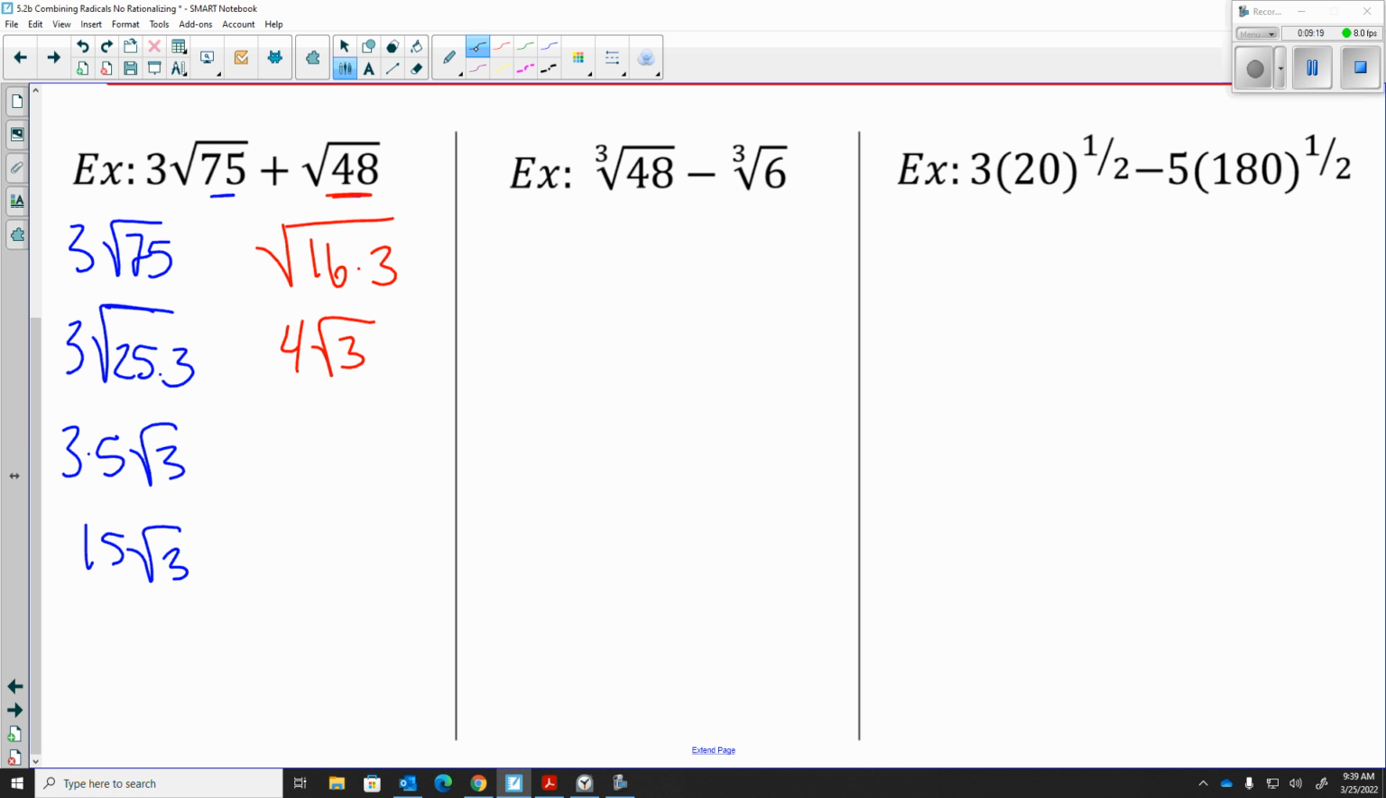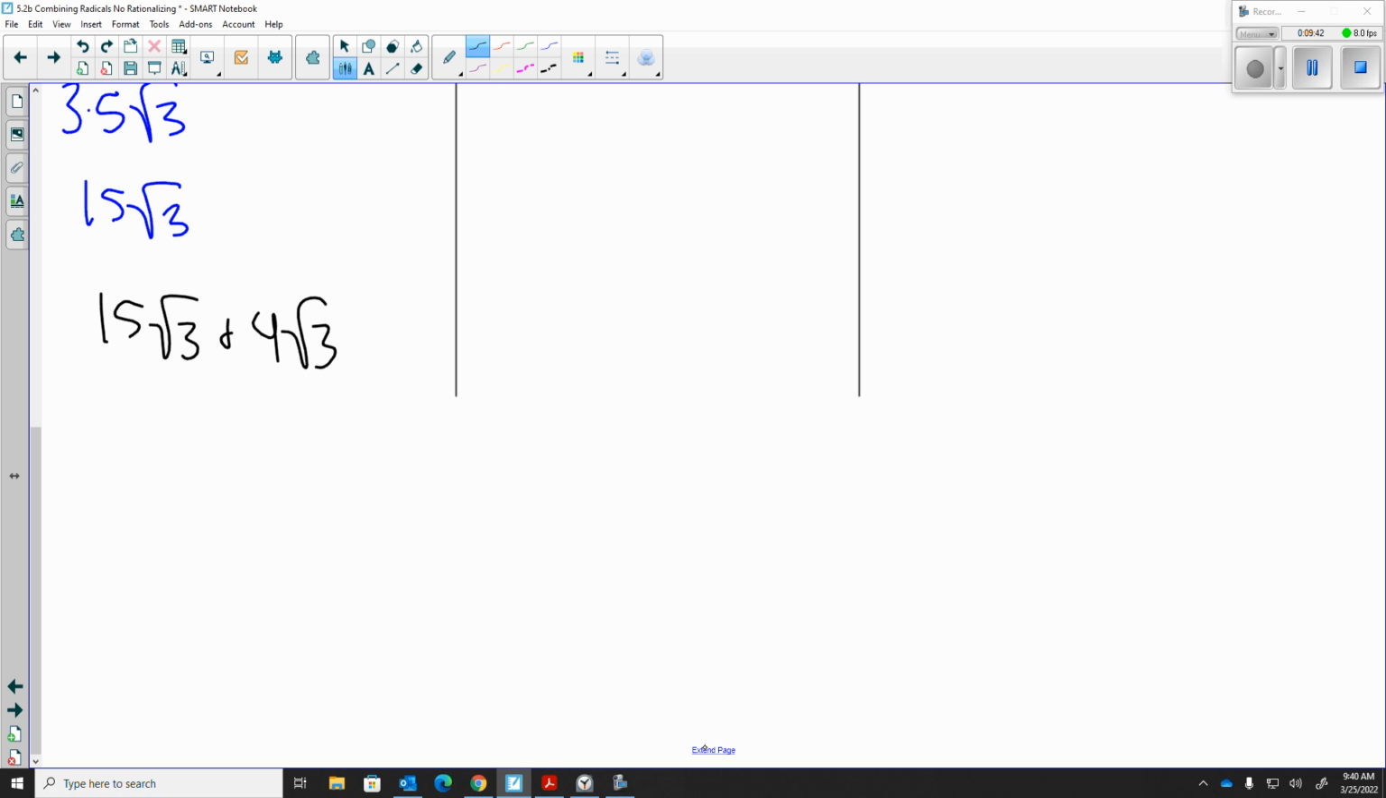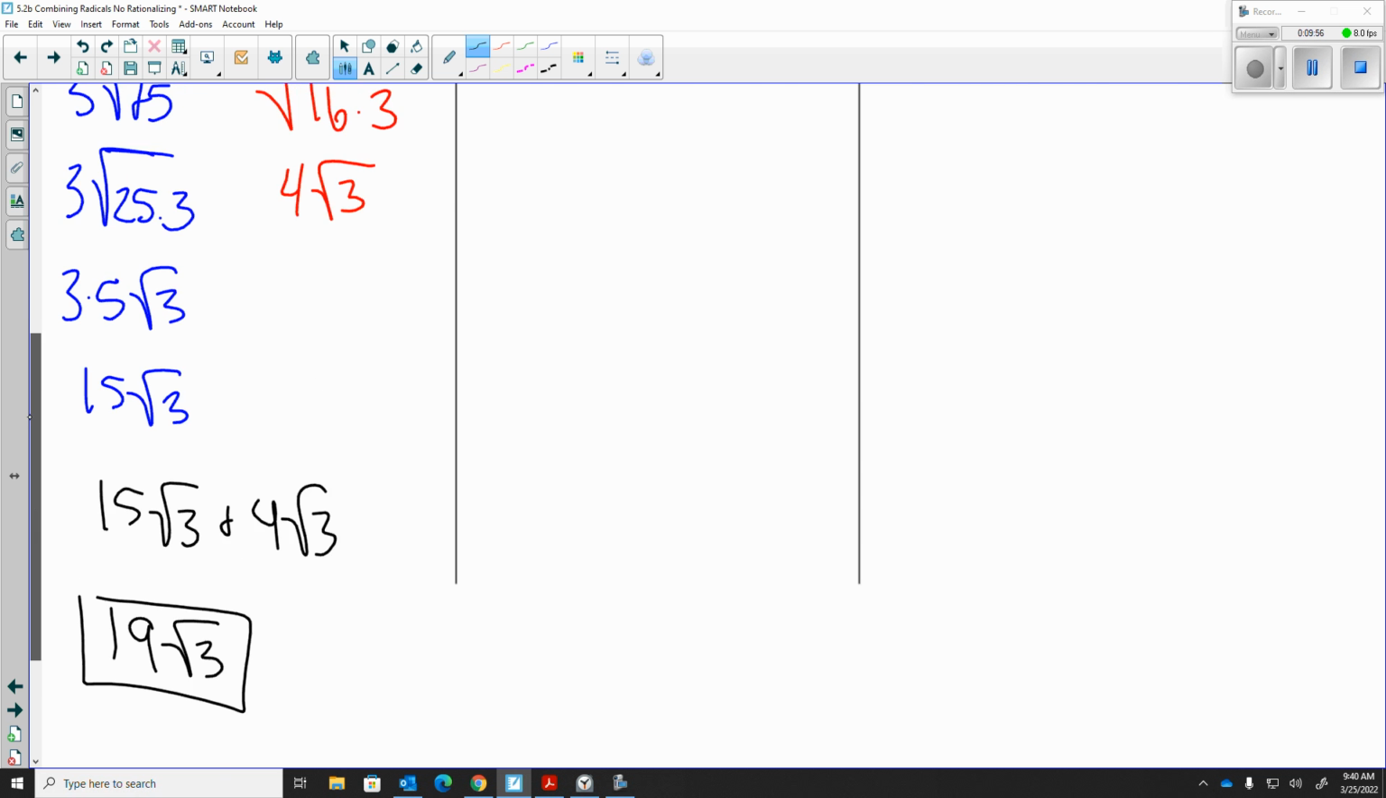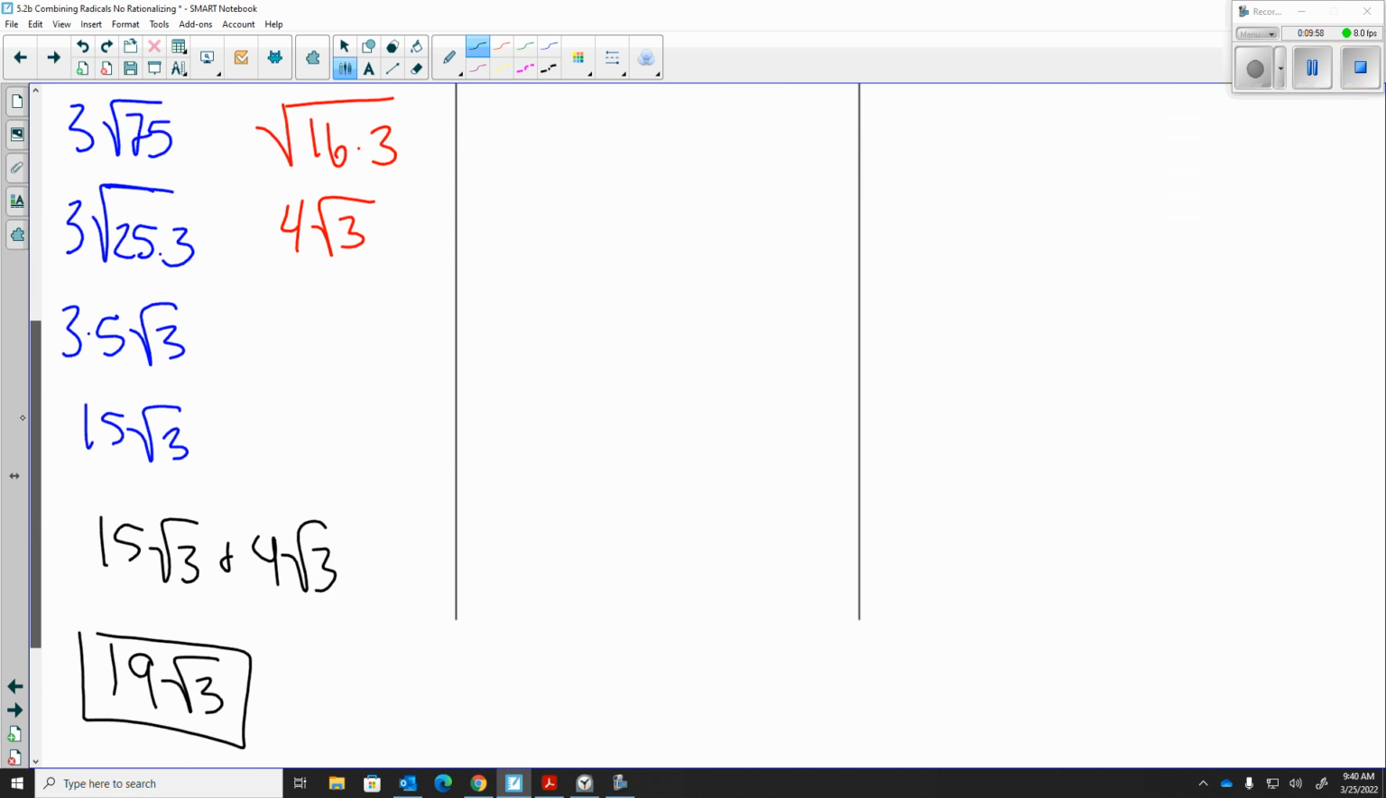I've got 15 root 3 plus 4 root 3. Are those like radicals? Oh my gosh, they match now. So I can pretend like they're a variable. I can put them together. What's it going to be? 19 root 3. Fantastic. Cool? Okay. 19 root 3.